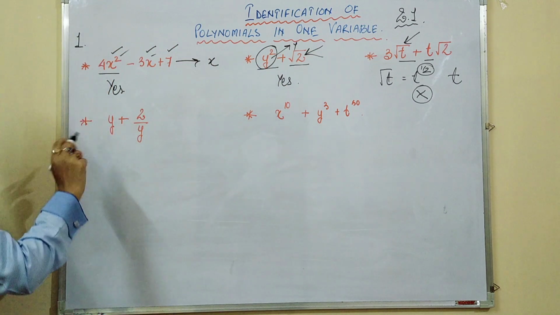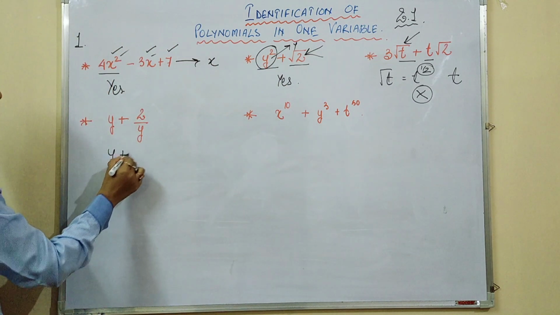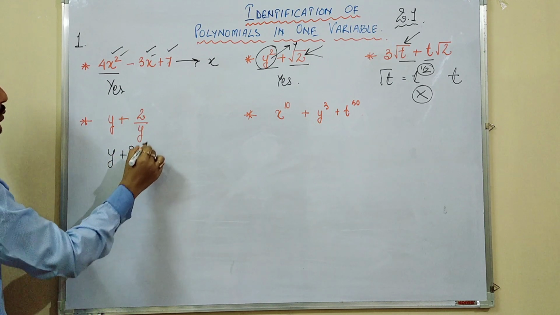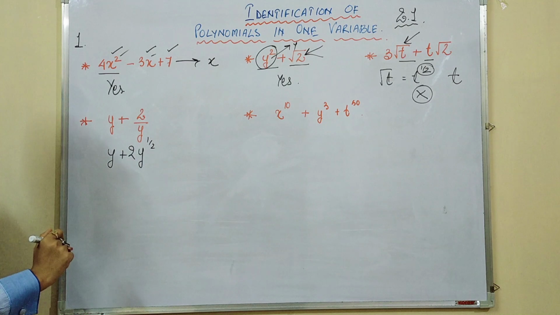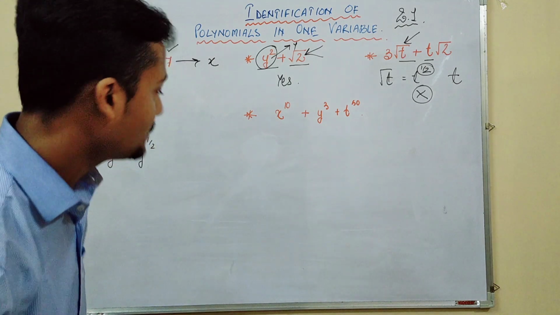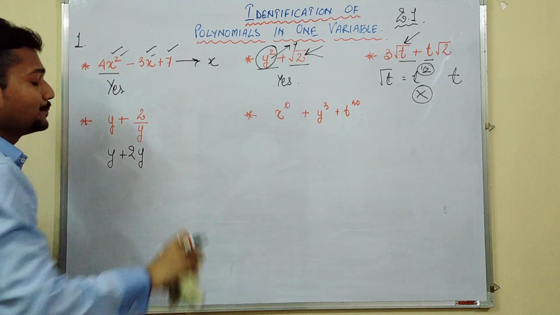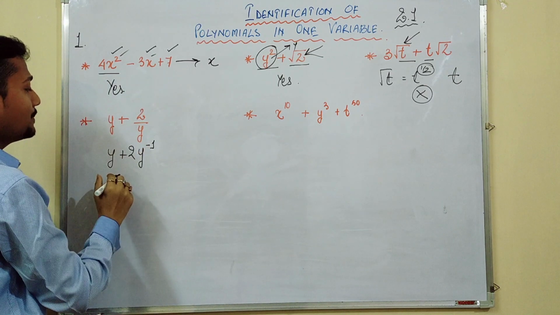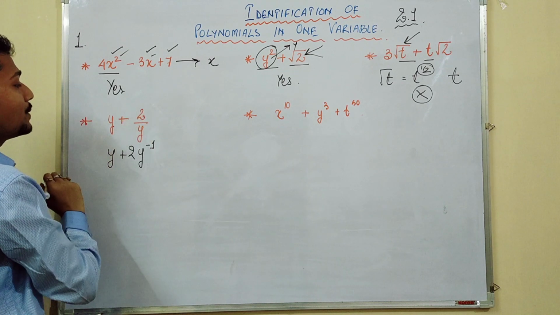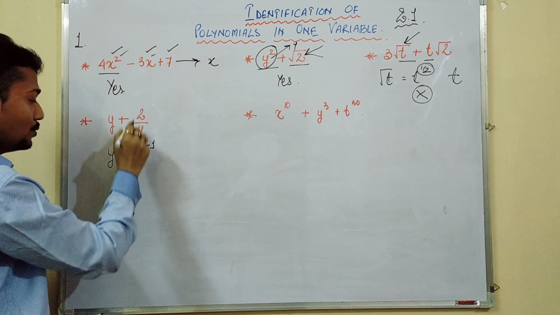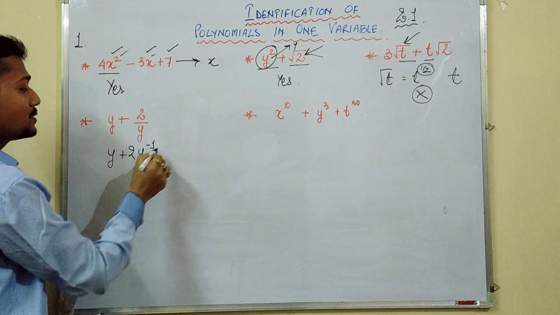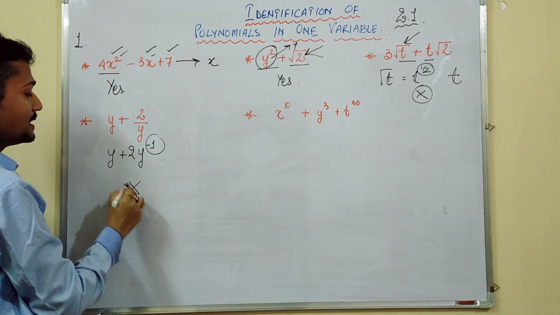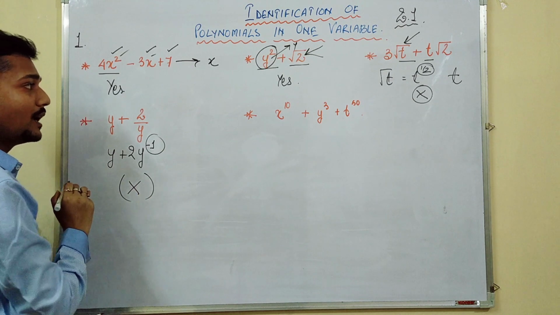Now the fourth question, here y plus 2 by y means what? Sorry, it is not y to the power half, it will be y to the power minus 1. So y plus 2 by y is equal to y plus 2 into y to the power minus 1. Since the power of the variable is in negative form, therefore it is not a polynomial in one variable.